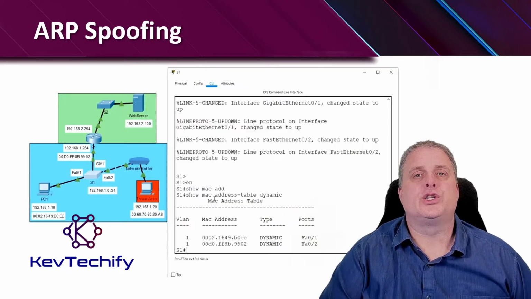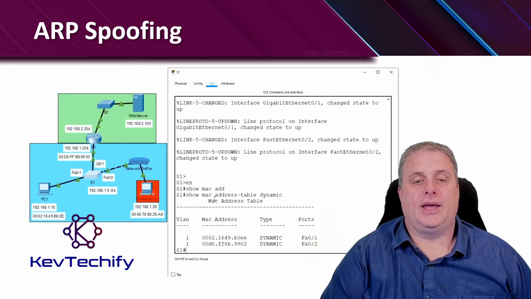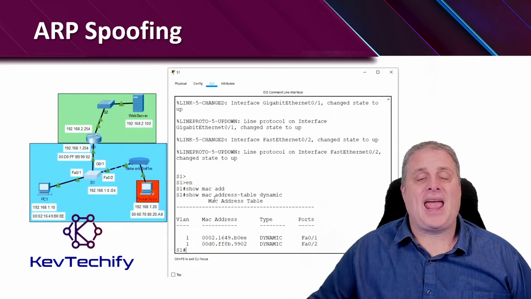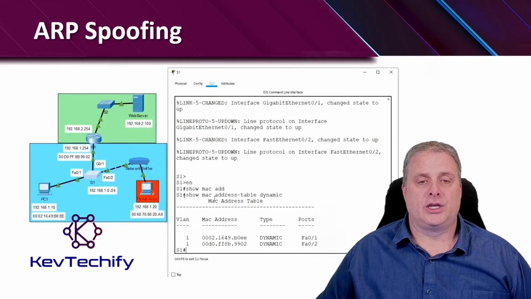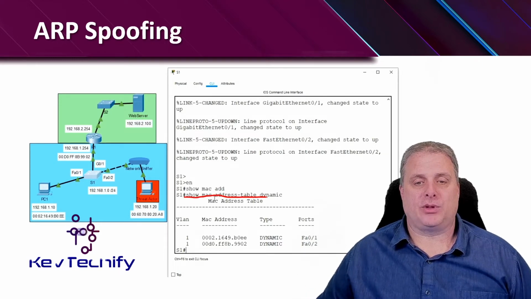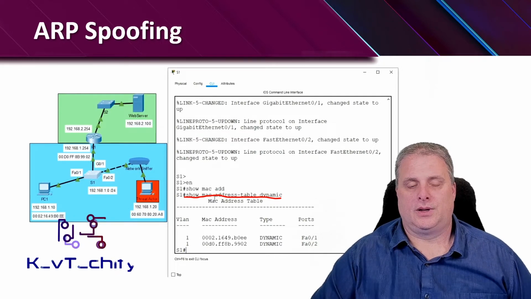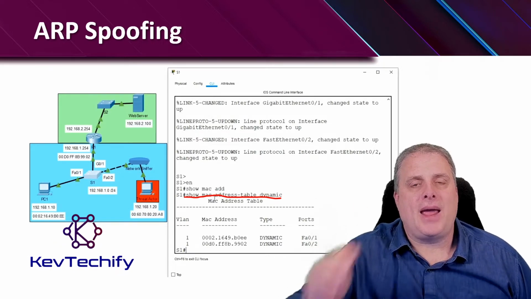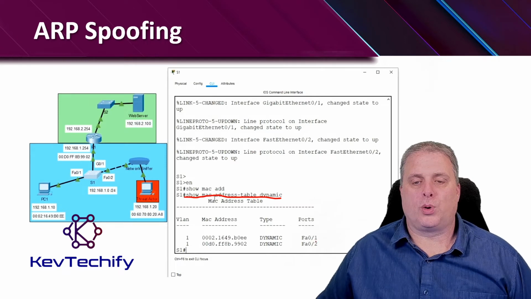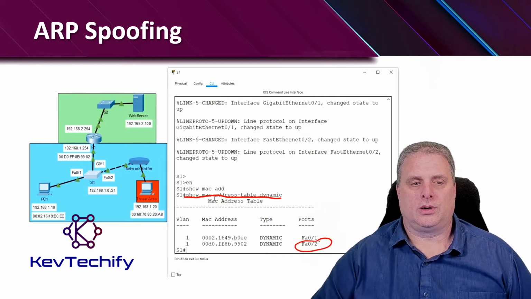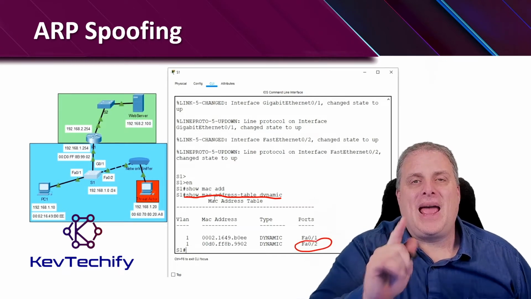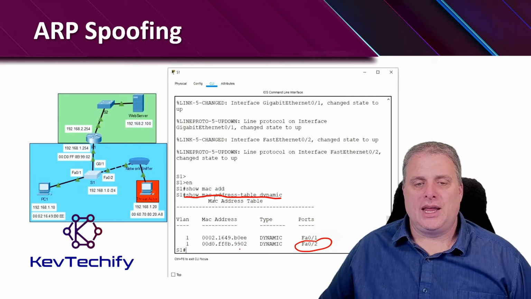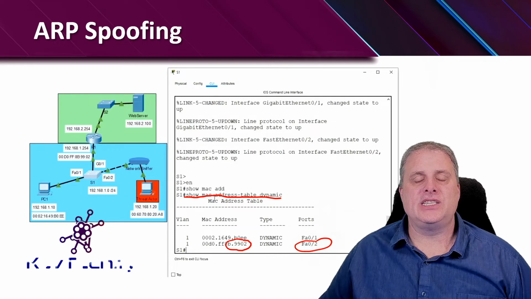Let's go over to switch 1, and let's verify our MAC address table by using the command show mac address-table dynamic. Let's take a look at the MAC address here learned off of port 2. And now the MAC address off of port 2 is the MAC address of our default gateway, ending in 9902.